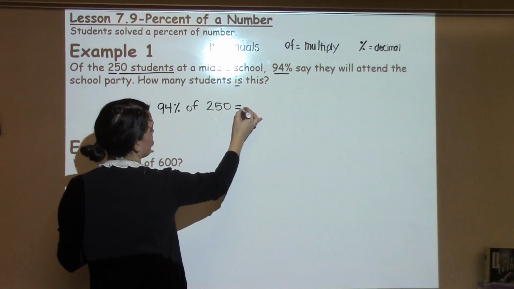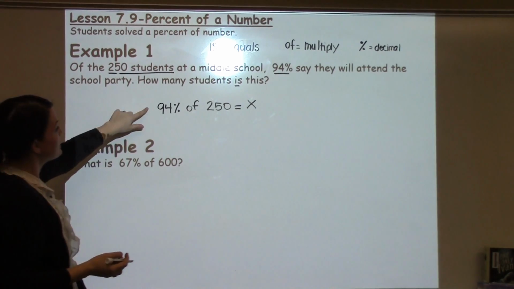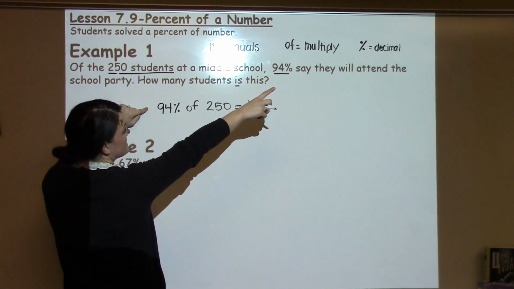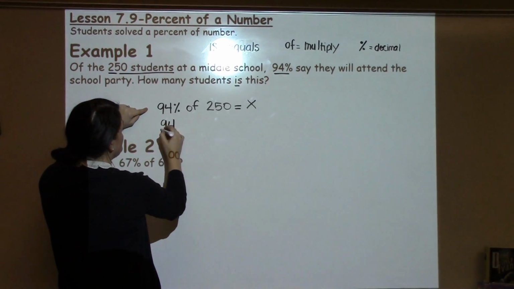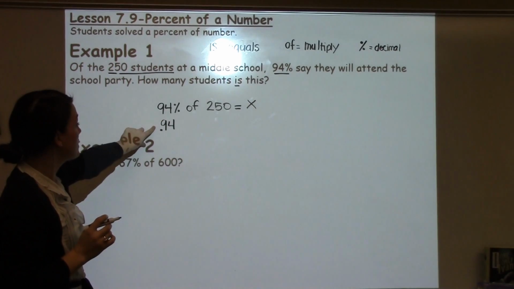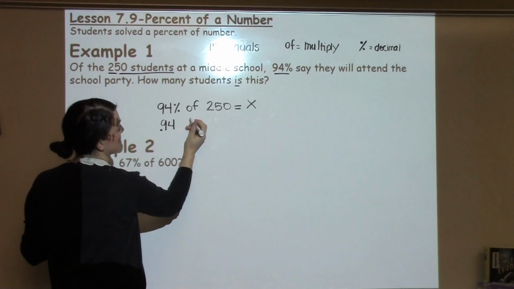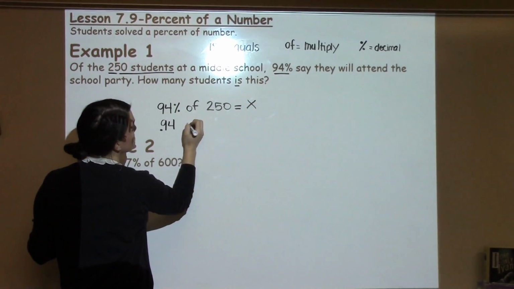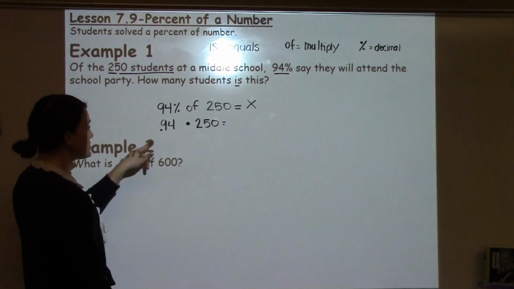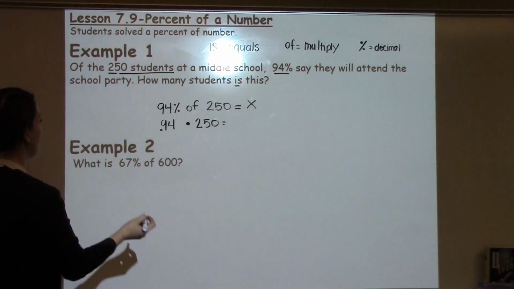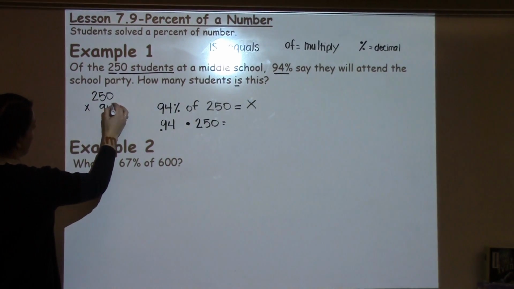All right, and then I know my equals, and I need to figure it out, so that's where my variable belongs. So the other thing that we need to look at is that whenever I have a percent, I need to change it to a decimal. Well, a percent is always out of 100, so it would be 94 hundredths would be 94%. So we change it to 94 hundredths of equals is the same as multiply, and then I've got 250. So now this turns it into a really easy math problem that we can solve. I just need to solve 250 times 94 hundredths.